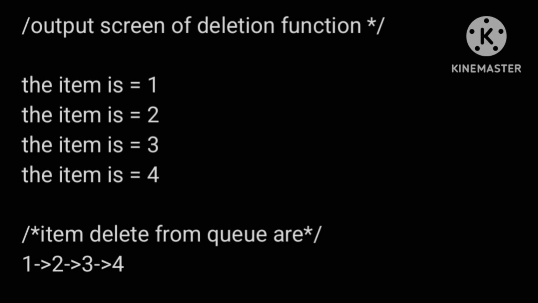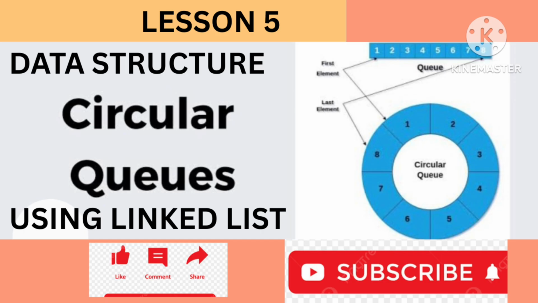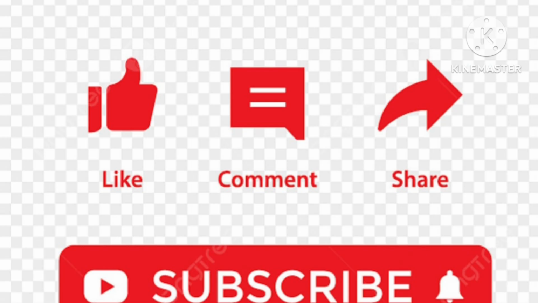So here is the output screen of the delete function. The first item node, that is 1, is deleted first, and the last item node, that is 4, is deleted at the end. Hope this lecture is very useful and informative to all of you in understanding the concept of circular queue using linked list.